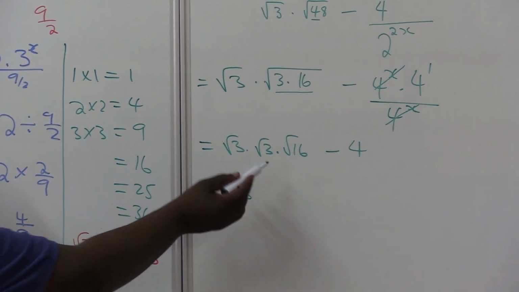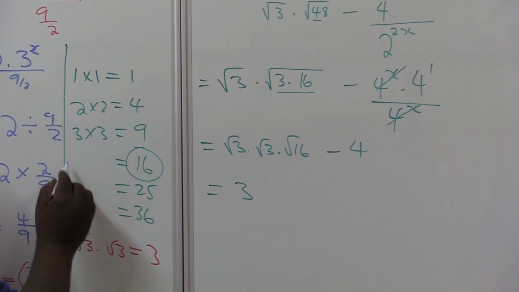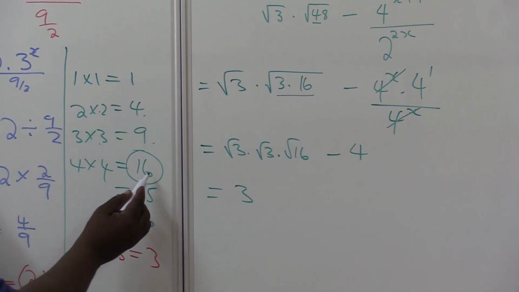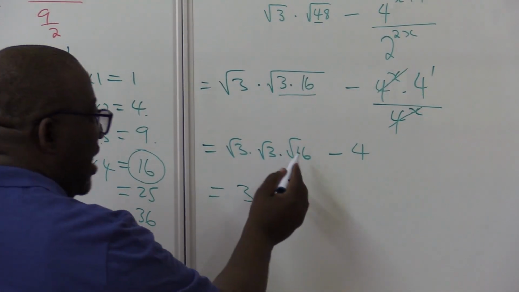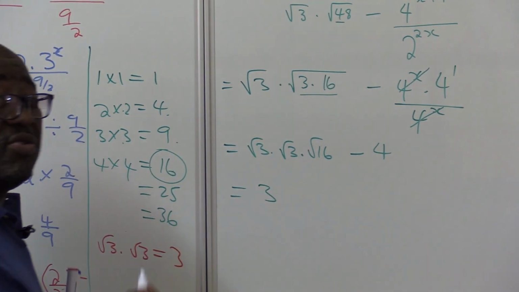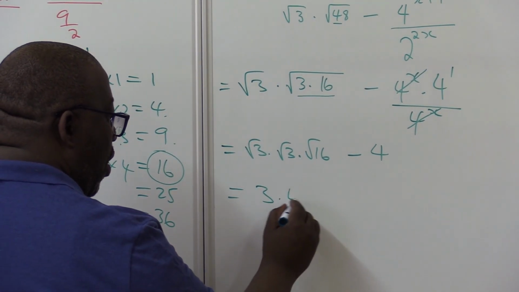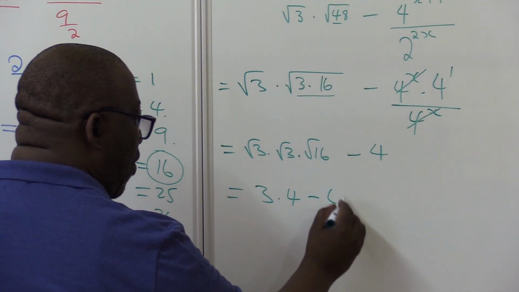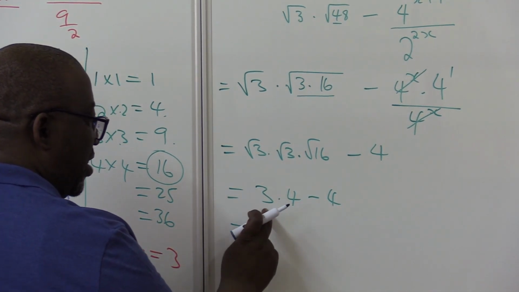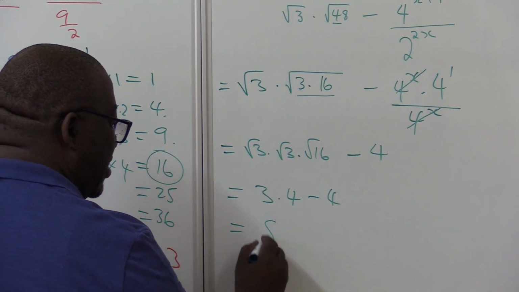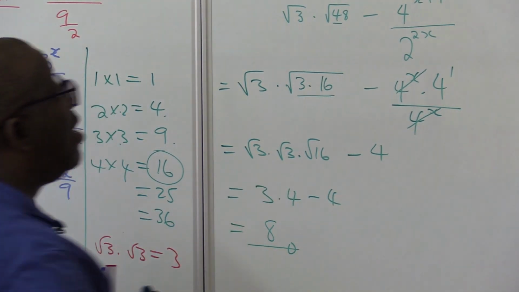What is the square root of 16? Remember, how do you find 16? It's 4 times 4. Square root of 9 is 3. Square root of 4 is 2. Square root of 16 is 4. So in this case, square root of 16, I can do it without using a calculator. Perfect square. So it is 3 times 4 minus 4. What is 3 times 4? It is 12. What is 12 minus 4? It is 8. That's how you go about simplifying the surds.